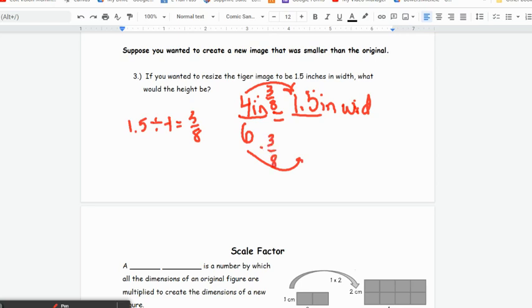Your calculator maybe didn't say 3/8. Maybe it said 0.375. But 0.375 is 3/8 because I can change that to a fraction. So 6 times 3/8 would be 18/8, which is the same as 2.25 inches in height. So it's gotten smaller. Now the scale factor is smaller than 1 because I'm making the image smaller.